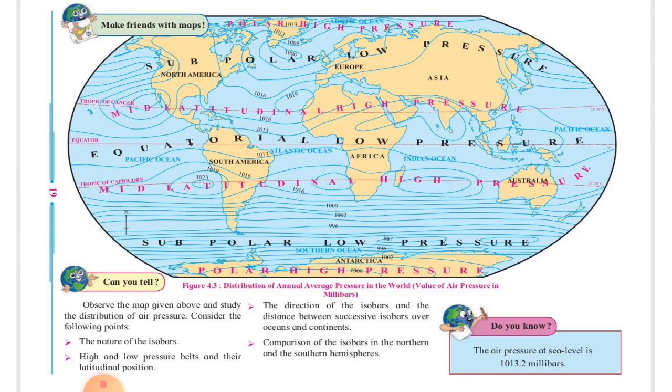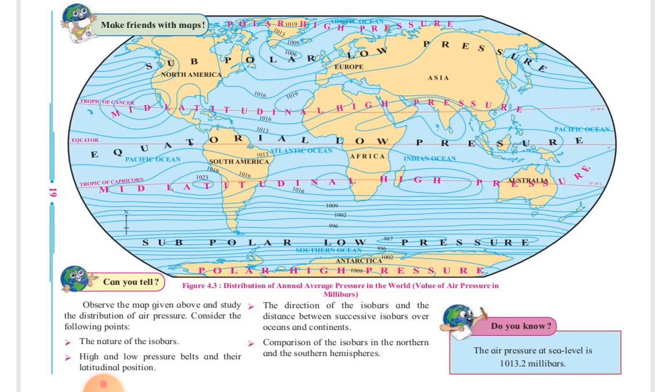You can consider the following points: the nature of the isobars, high and low pressure belts and their latitudinal position, the direction of the isobars and the distance between successive isobars over oceans and continents, comparison of the isobars in the northern and the southern hemisphere.